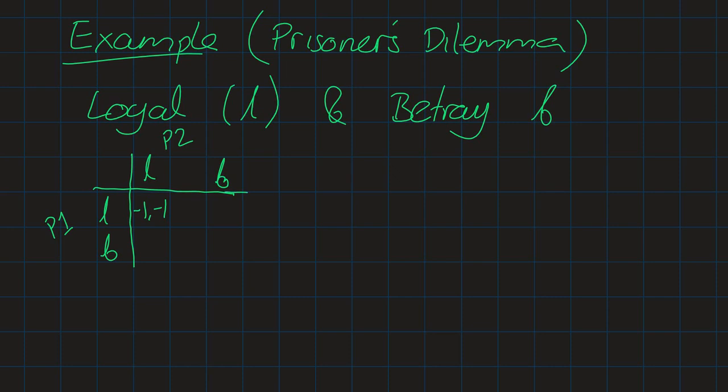Okay? So if we look at this entry right here, loyal, betray. In this case, player 1 is loyal, but player 2 betrays. So that means player 1 spends 3 years in jail, and player 2 spends no years in jail. If we look at this one down here, player 1 betrays, player 2 is loyal. So it's sort of like a symmetric situation, 0 minus 3. And finally, if we look at this entry right here, both people betray. That means they both spend 2 years in jail. So it's -2, -2.